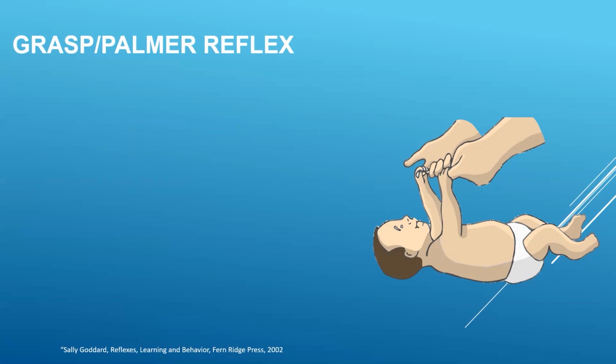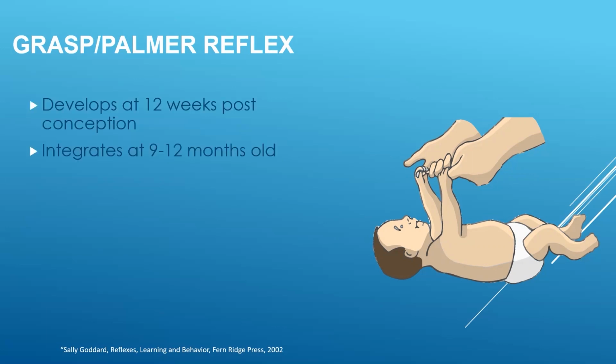If you take a younger child, like an infant, and put your finger in their hand, they will hold on for dear life and won't let go for anything, right? This starts to develop at about 12 weeks post conception. Again, it is a reflex, but it starts to integrate, or disappear, somewhere between the ages of 9 to 12 months. These are all milestones you can actually look for.